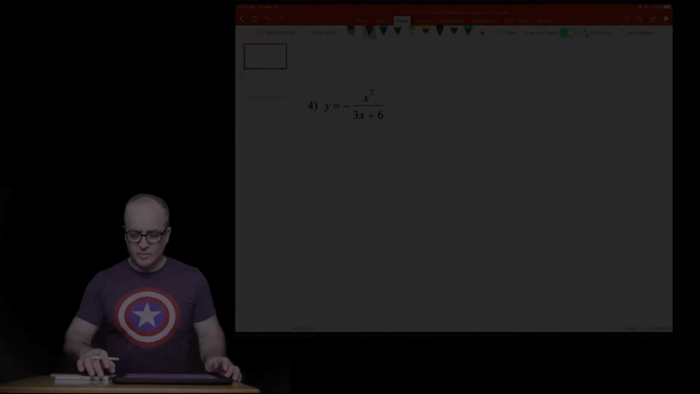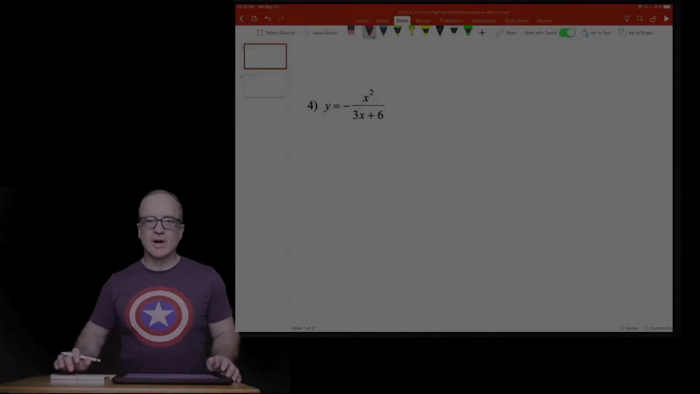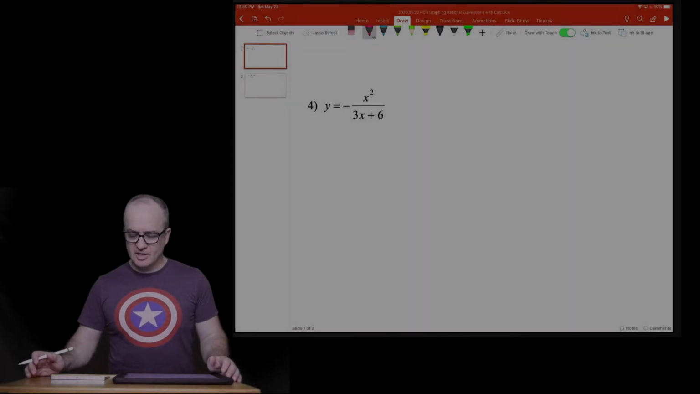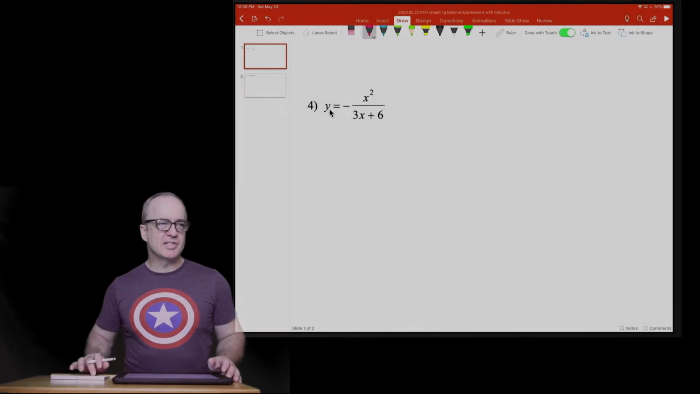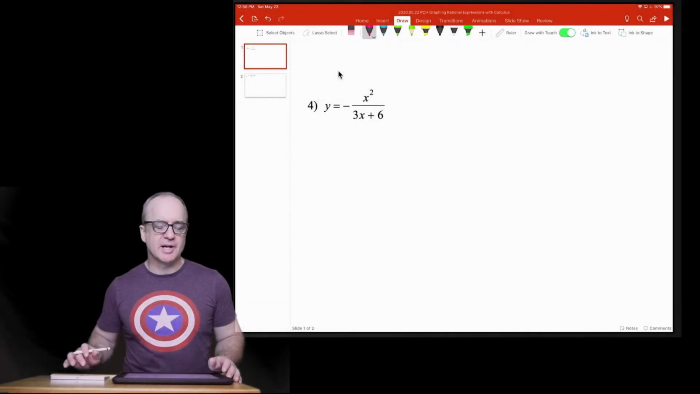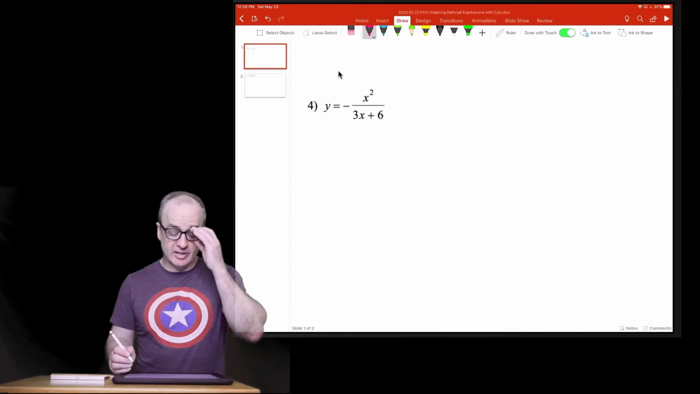Hey everybody, we are going to do some graphing of rational functions with calculus, at least the first derivative, and this is an example from the homework, and I already got an email saying, hey, negative signs are confusing. And they are, especially at this level.